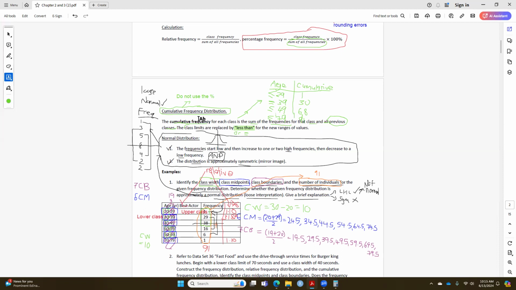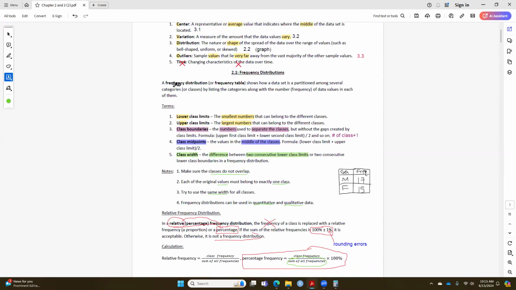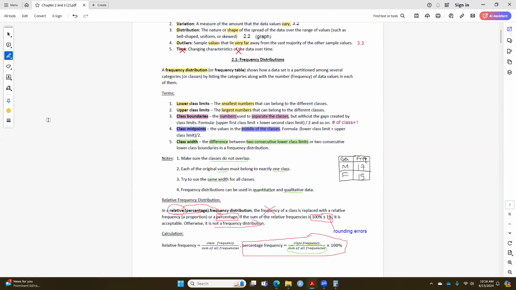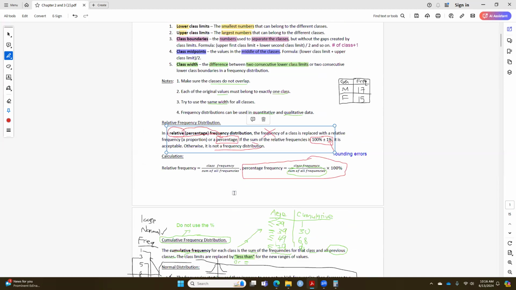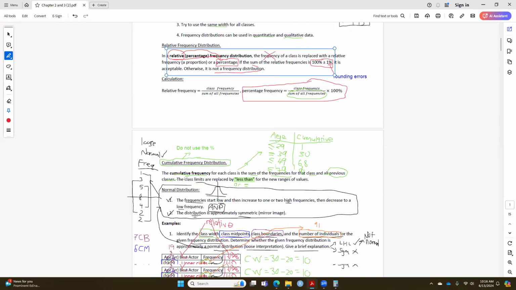In this section, you will learn 3 types of tables. One is called the frequency distribution. This is just the normal frequency table that we draw. And then today, you will learn what we call the relative frequency distribution, where you use percentages. And the third one is the cumulative frequency distribution. So make sure you know these 3 are a little bit different.